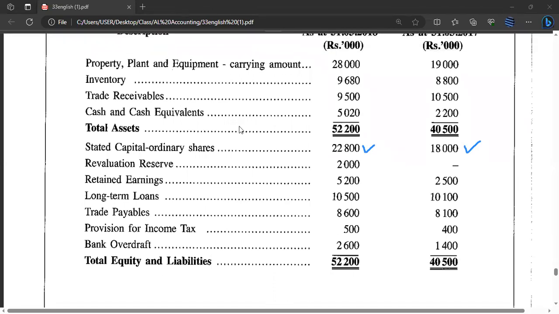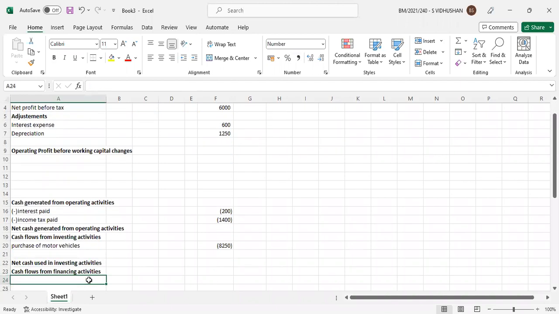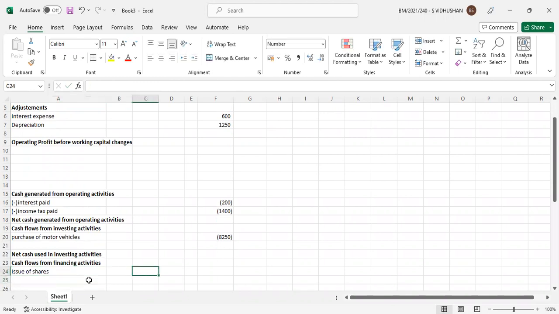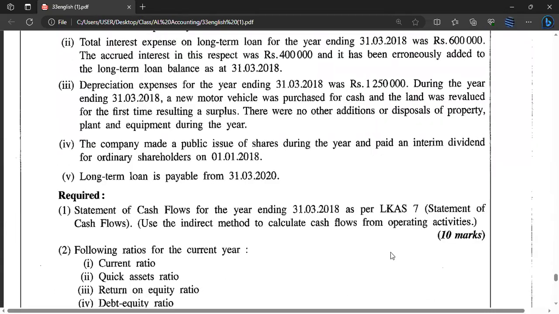Right. So now you need to record that 4,800. That will be coming under cash flows from financing activities. So issue of shares, cash proceeds from issue of shares, 4,800. Right. And also they are speaking about an interim dividend paid, right? So we need to look into that. And paid an interim dividend for ordinary shareholders on 1/1/2018.